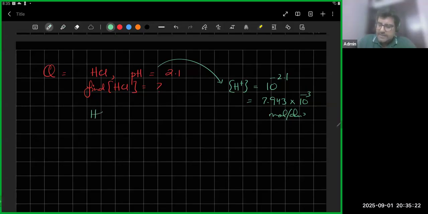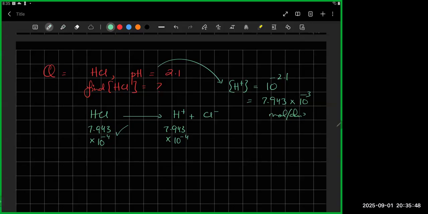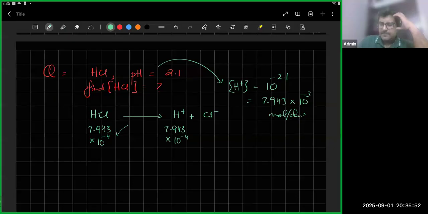Now it's pretty easy. You've got HCl. It's a strong acid, which means it will fully dissociate. It's going to produce H plus and Cl minus. And if the H plus concentration is 7.943 times 10 power minus 3 mole per dm cube, then the HCl concentration would be exactly the same as well. Okay, is this clear? Yes. It's going to be exactly the same.